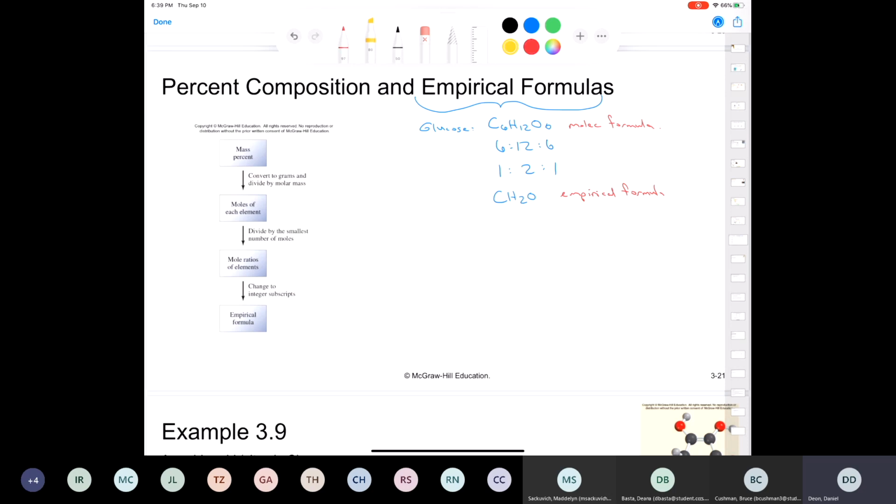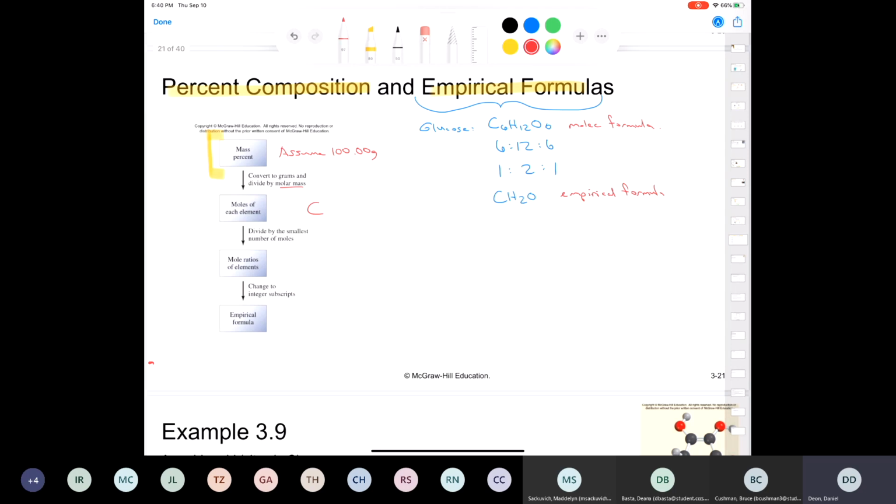Now we can use percent composition to help us determine molecular formulas. If you're wondering how, if you're given the mass percent, what we just calculated in the last problem, you would assume that you have 100 grams of a sample of whatever molecule you're talking about. Then you would take the number of grams of each element and divide it by the molar mass. That would give you the number of moles of each element.